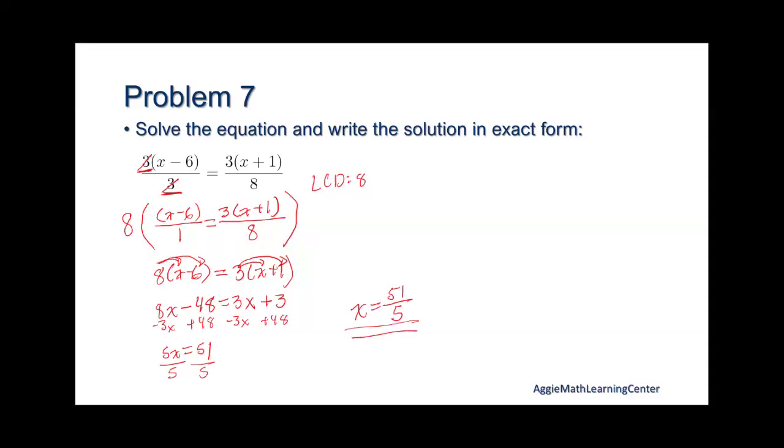And then we need to check to make sure it's not an extraneous solution. So we're going to go back through and check our answers, which for these ones can be a lot of fractions, but we've got it. 51 fifths, minus 6.